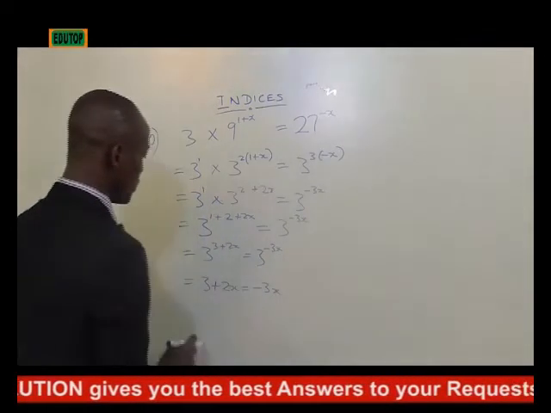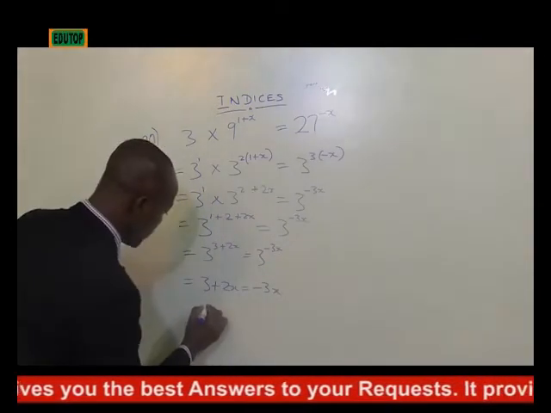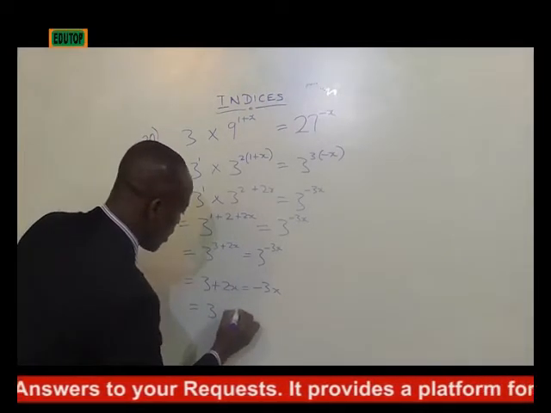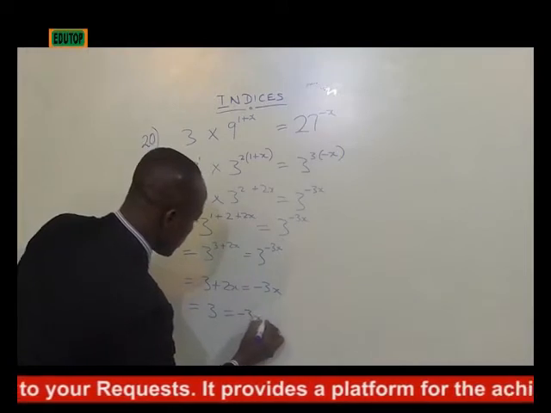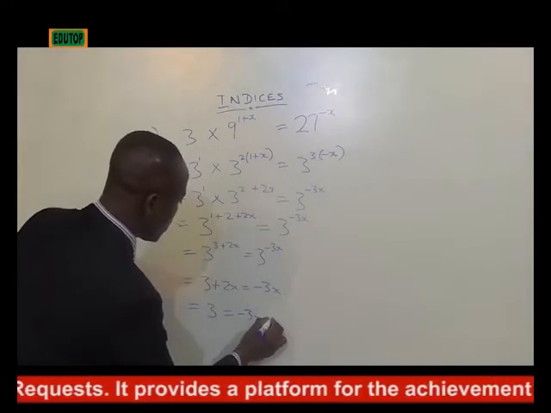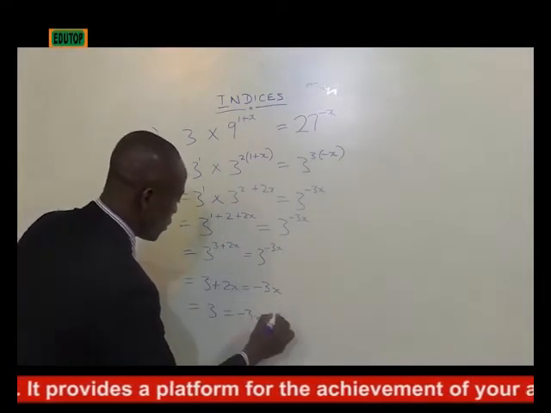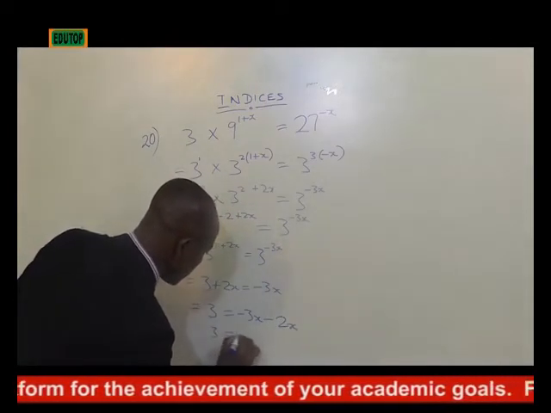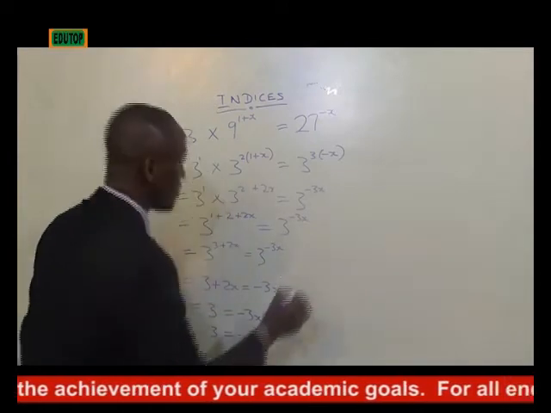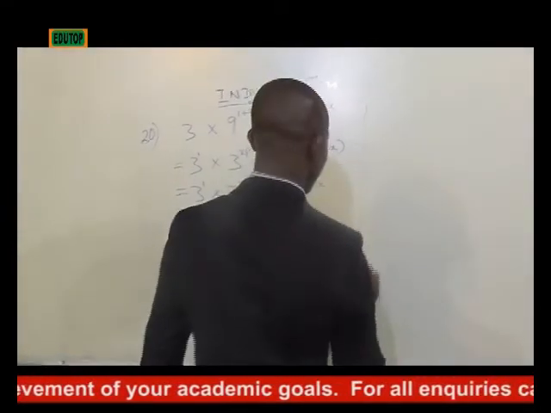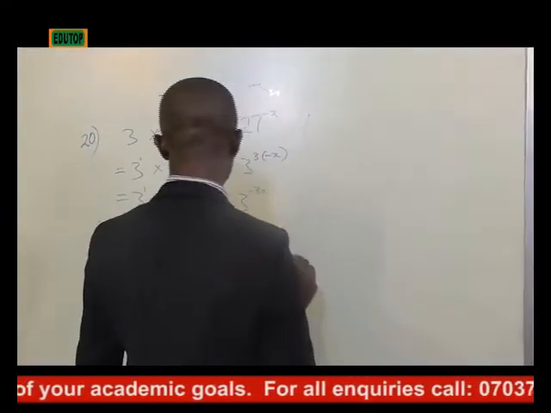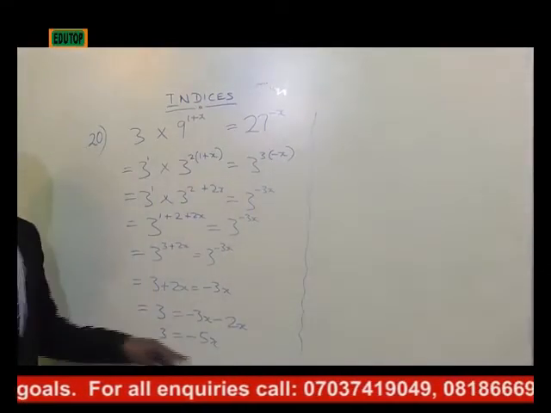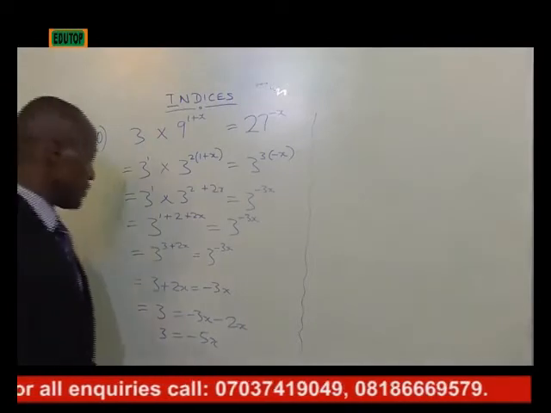If we take this to this side, it will become minus. So we'll be having 3 is equal to what? Minus 3x minus, this will be minus 2x. So we'll be having 3 is equal to minus 5x. So what we're having here, we'll divide both sides by minus 5.